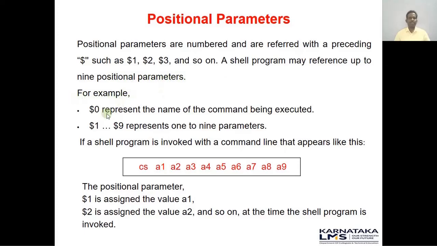For example, $0 represents the name of the command being executed. $1 to $9 represents 1 to 9 parameters. If a shell program is invoked with a command line using these parameters, the positional parameter $1 is assigned the value A1, $2 is assigned the value A2, and so on.